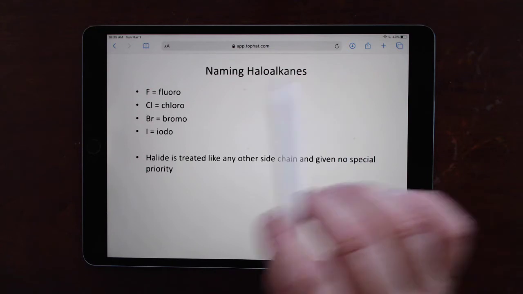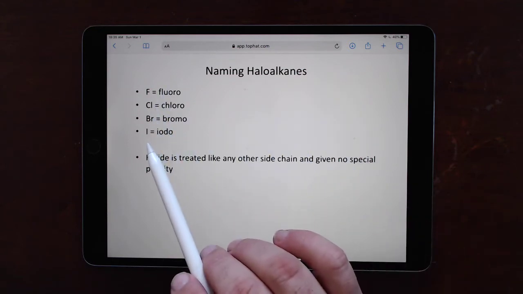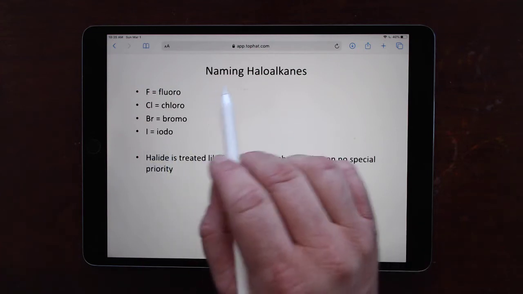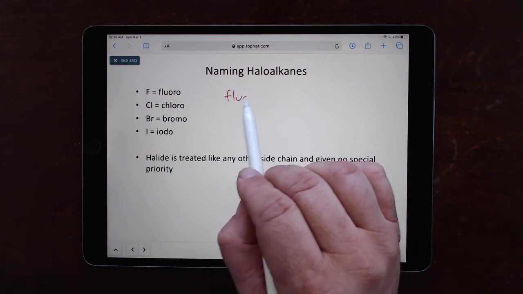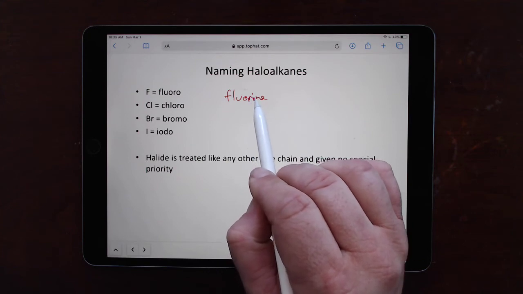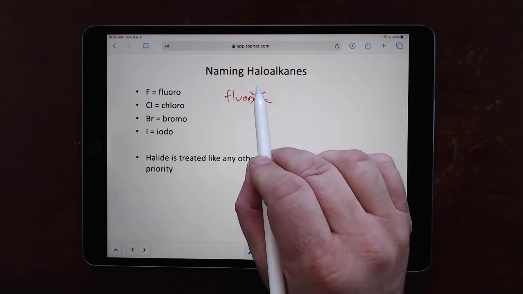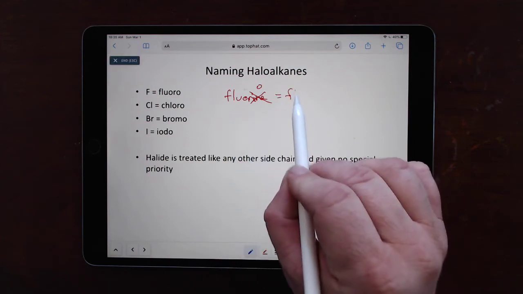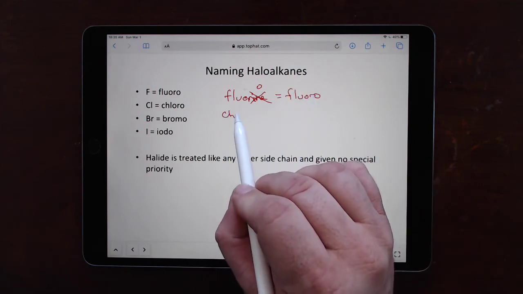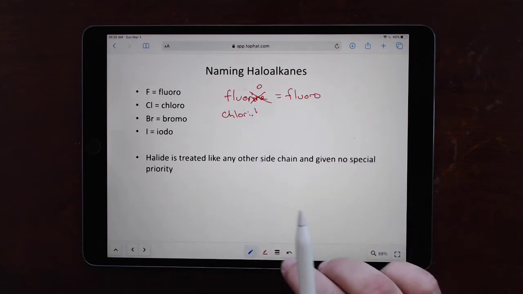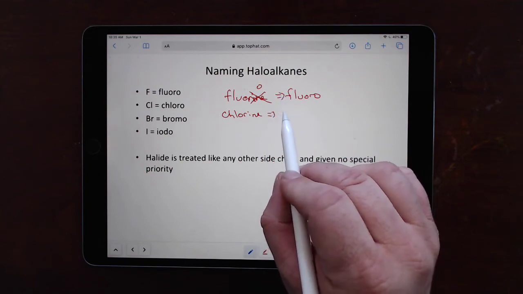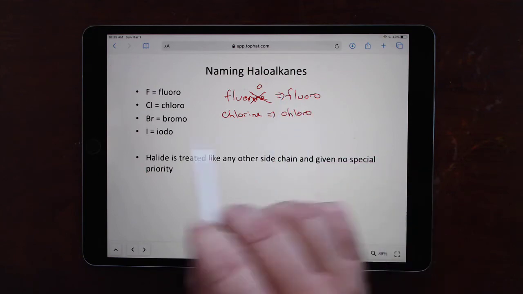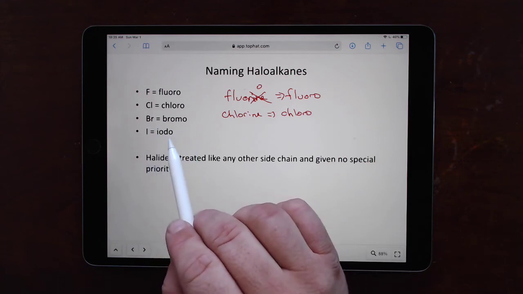Okay. Now you can have a halide as a side chain, and for that one, what we're going to do is take the -ine off. Fluorine, we're going to take off the -ine and just add -o. So fluorine becomes fluoro. Chlorine becomes chloro. Bromine becomes bromo. Iodine becomes iodo.